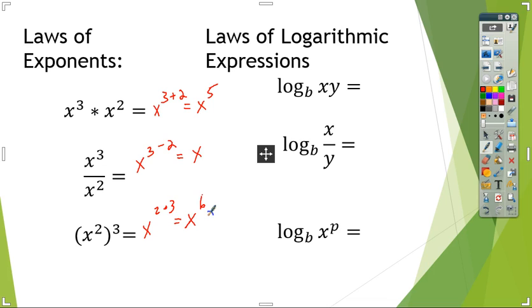Okay. So what are my rules of logs here? Well, if I have log of x times y, this is the same thing as log base b of x plus log base b of y. I wonder what it's going to be with division. Log base b of x minus log base b of y. I wonder what I'm going to do with this exponent. Well, an exponent means I'm going to multiply, and this is going to be p times log base b of x.